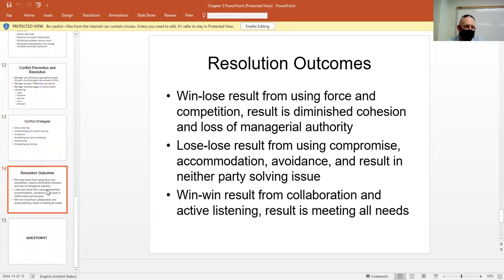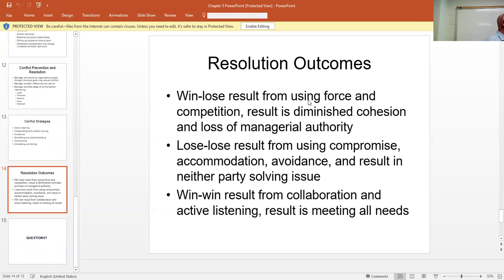Looky here. Last slide. Resolution outcomes. When we're talking about conflict, there are win-lose results. These are usually found when you have to use force and competition, and the result is diminished cohesion. What's cohesion? Yep, togetherness. Diminished togetherness of your team.